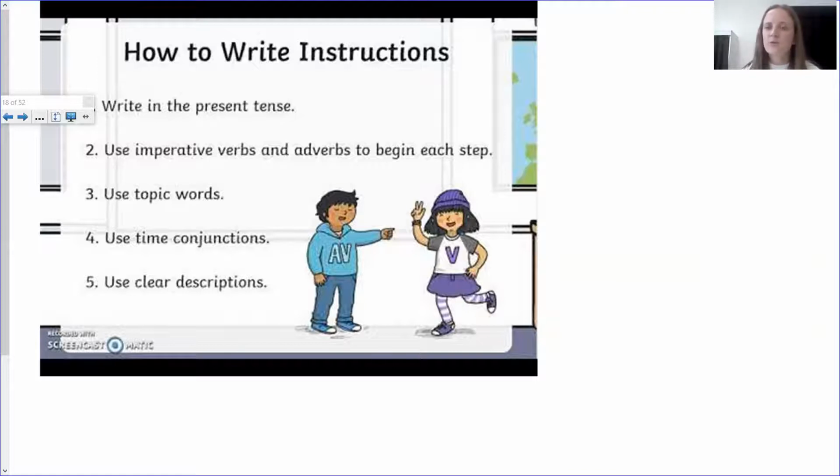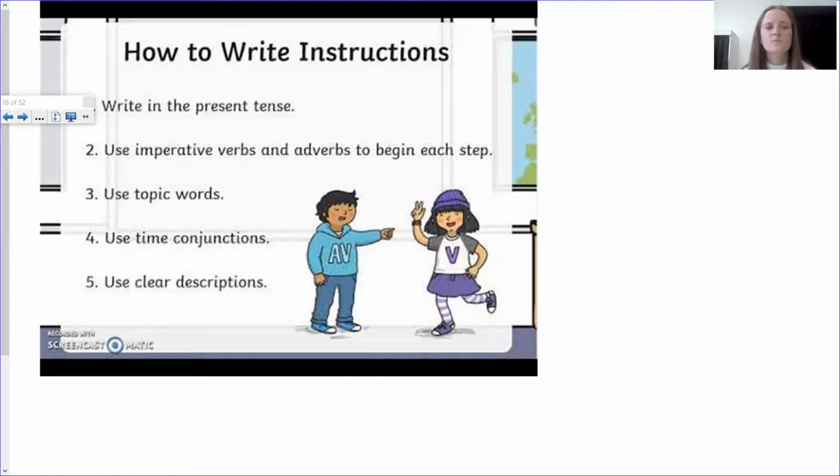Think about the topic words we used in building an empire. Invade, plunder. Those were all topic words or key technical vocabulary that goes with the theme that we are talking about. We spoke about using time conjunctions, so we knew what order things needed to go into. We spoke about giving clear instructions, because if the instructions aren't clear, it made it very difficult to complete the tasks because we wouldn't be sure about certain things.